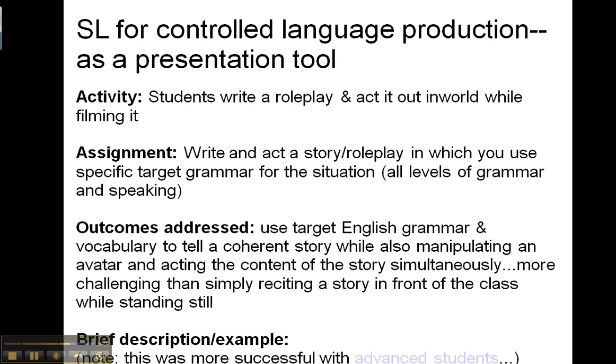Because the outcomes are to use target English grammar and/or vocabulary correctly, to talk about a situation and to tell a coherent story, they're also at the same time manipulating an avatar, acting the content of the story, and all of this is much more challenging than just standing in front of the class. It offers a much richer environment for a presentation or role play, because the classroom itself is so limited with props and room and costumes and so on. Second Life is a much richer environment and offers a lot more possibility.